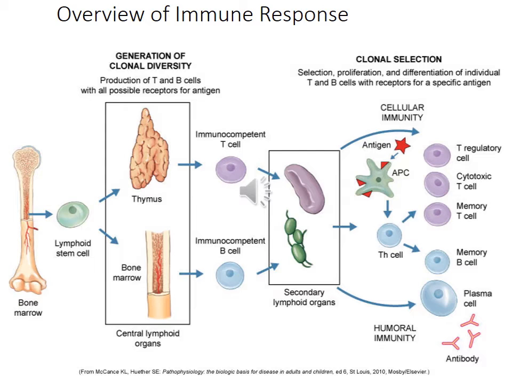This next is the overview of the immune response that we kind of talked about. It shows the bone marrow, the lymphoid cell, the thymus, the bone marrow. It talks about the T cell, the B cell, and then cellular immunity and humoral immunity, and we'll talk about these more.